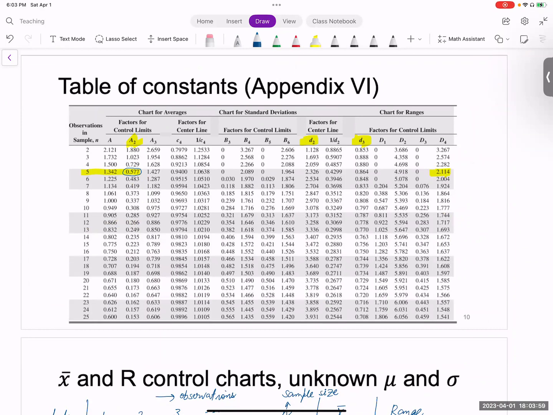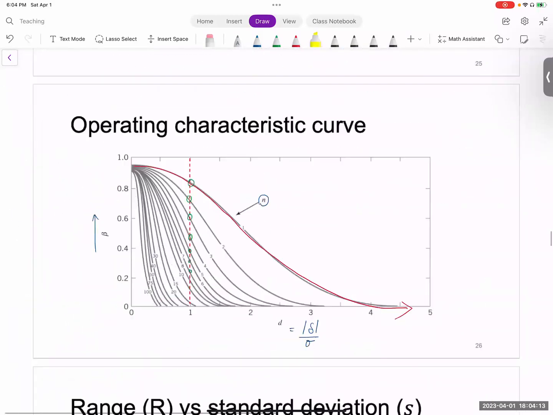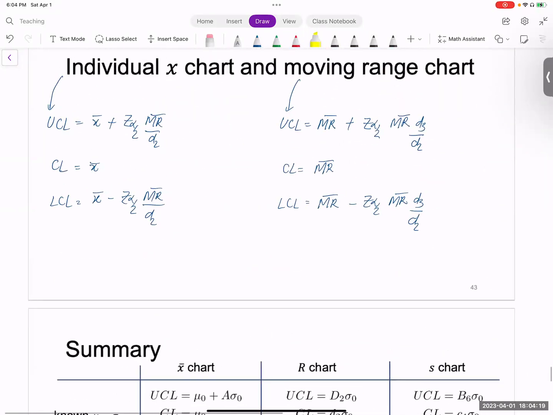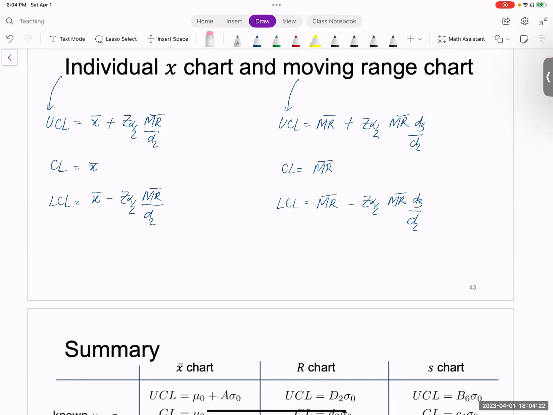Since you don't have these values for n equals 1, we actually use a substitute from n equals 2. So you'll basically use this value of D2 and this value of D3, okay? So let me make that comment here as well, so you don't forget. My comment here is: use D2 and D3 corresponding to n equals 2 as a substitute.